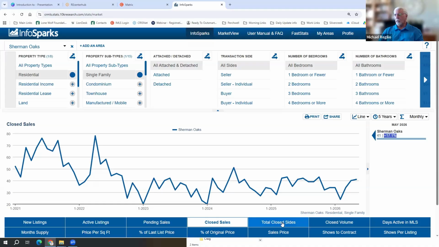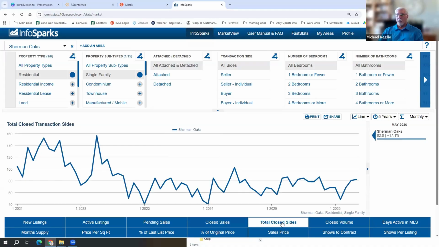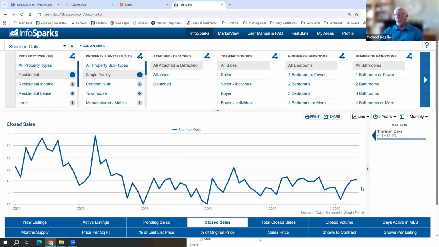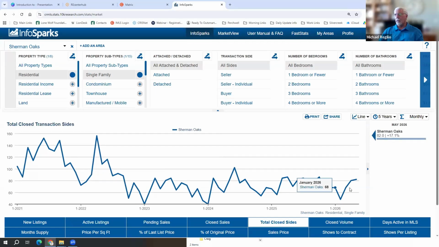The total closed sides is not a valid statistic here. It's basically taking, for each closed sale, so we have 41, there was a listing side and a buyer side. So this says that there was 82. So this one doesn't really apply to our market stat.